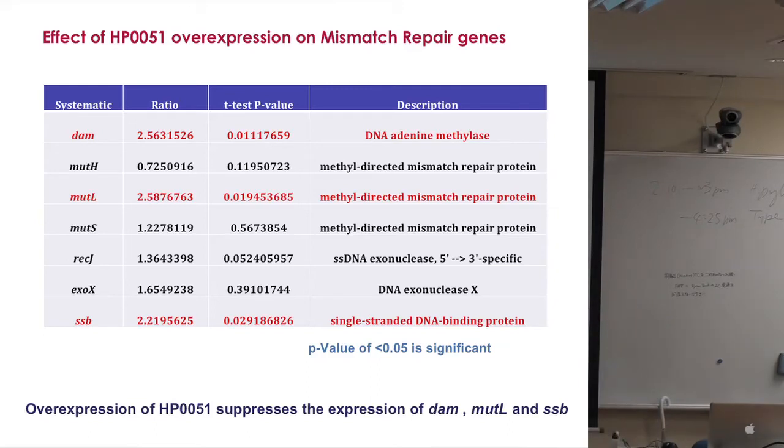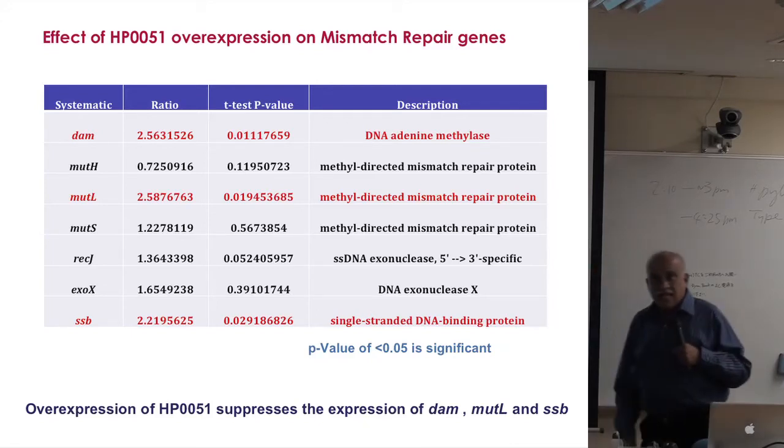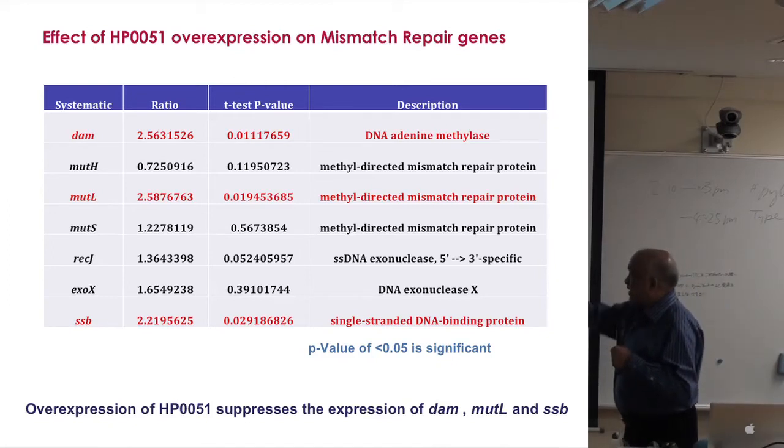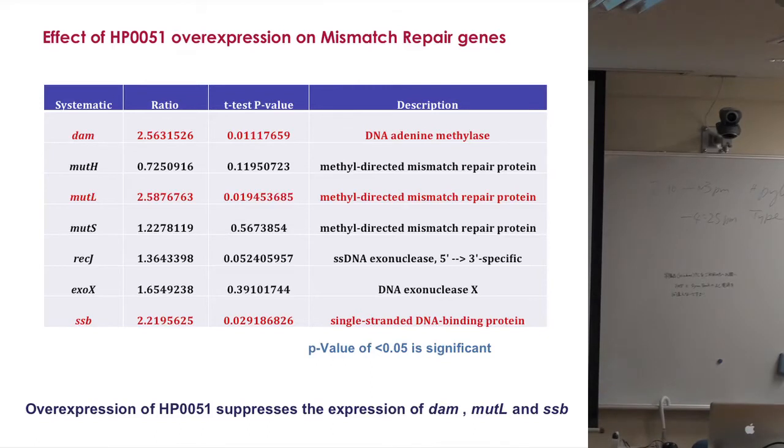The E. coli mismatch repair genes are very well characterized: the Dam methylase, the MutH, the MutL, the MutS, the RecJ, the Exo, and the SSB. Many of them, not all of them, are affected, but at least Dam and MutL, as you see here, are affected. I am no expert in microarray analysis, and these numbers are very wild for me, but I think a 2.5-fold ratio is significant.